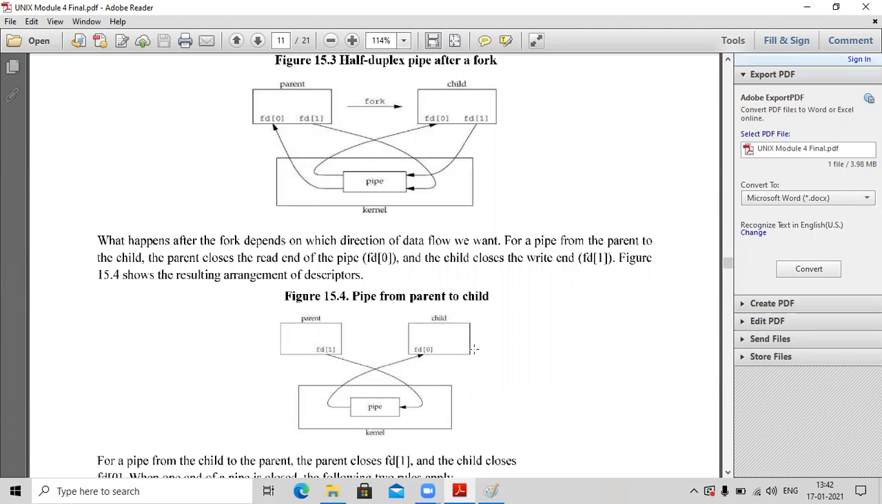So what exactly happens in this particular situation? Your parent, using the file descriptor of 1, will write the contents into the pipe. Once your parent writes the content into the pipe, your child, using the file descriptor of 0, will read the content from the pipe. This is how a pipe will look when you are writing the content from the parent and reading the same content in the child through the pipe. So this is a pipe from parent to child.